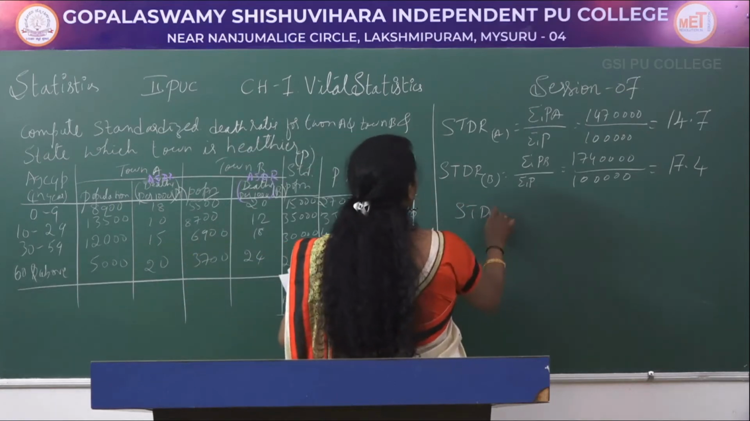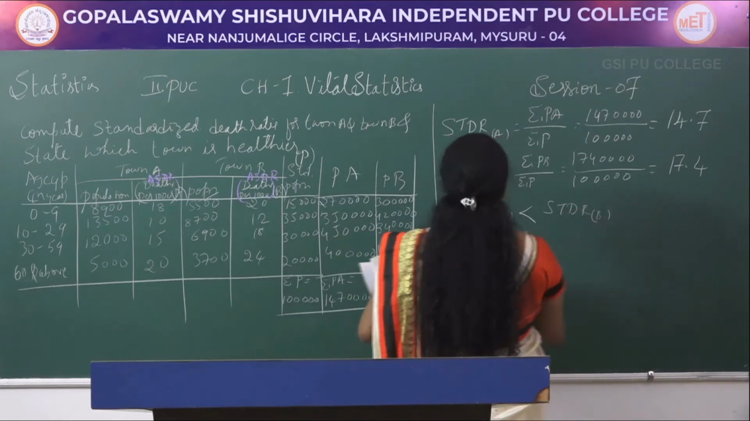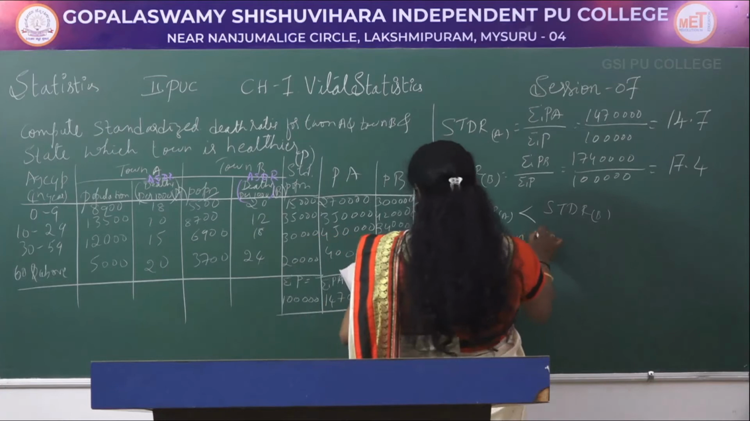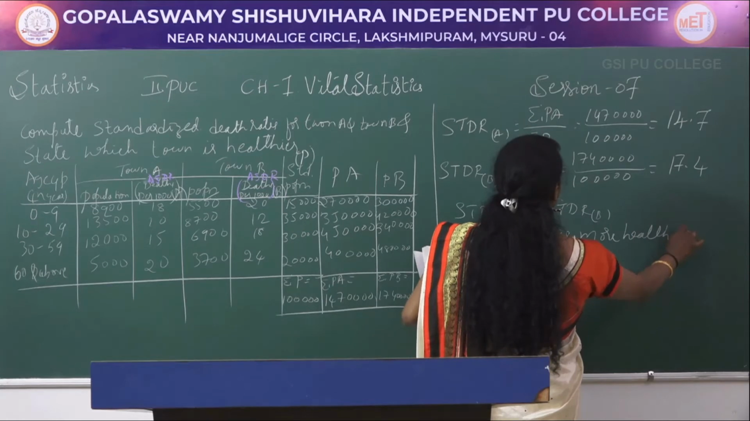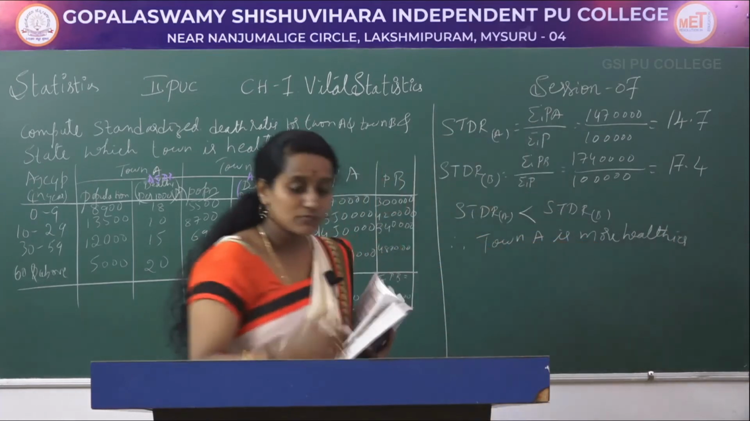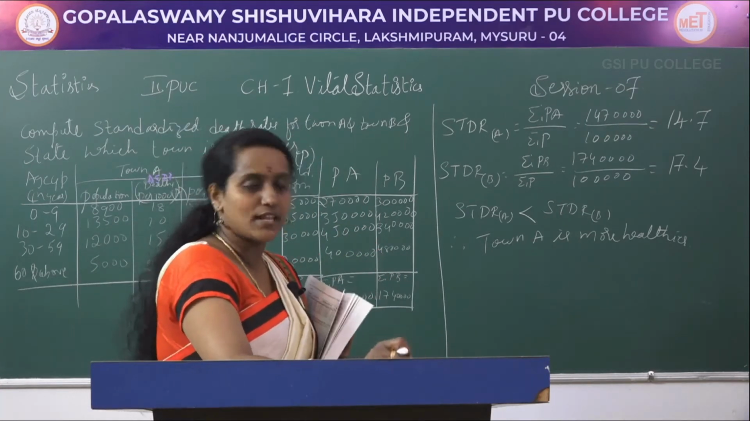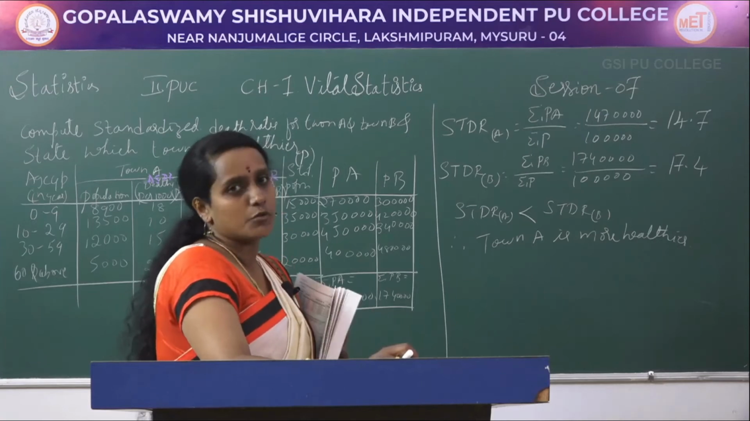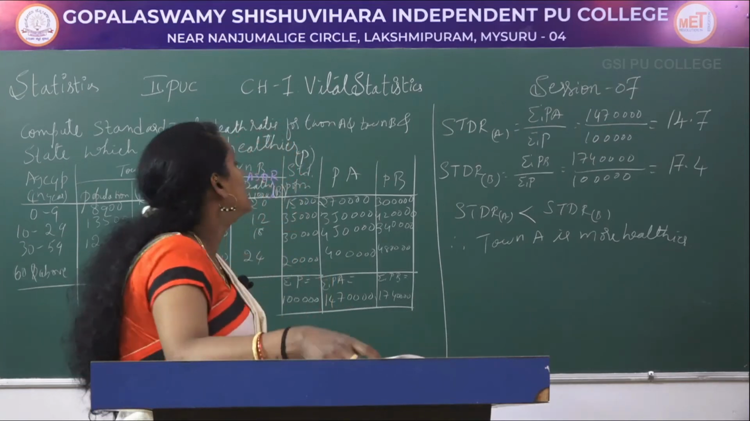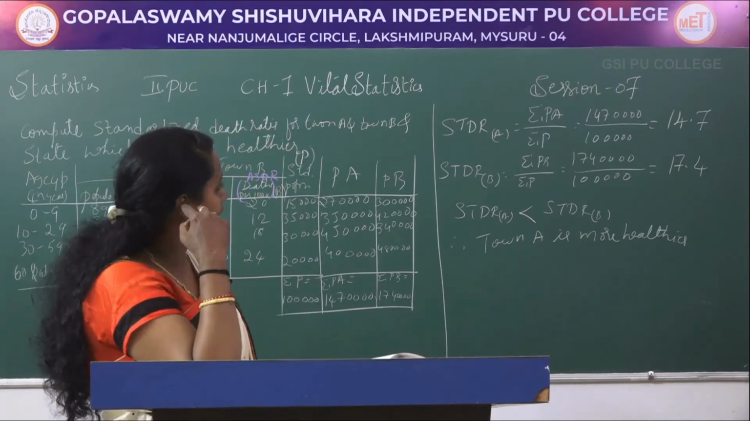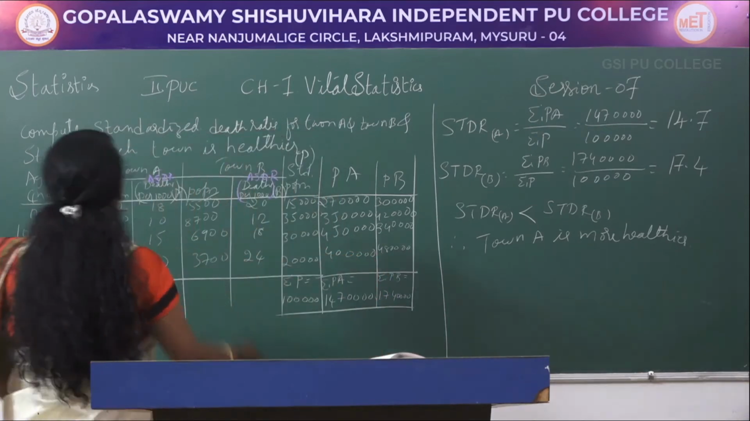Here STDR for town A is less than STDR of town B. Therefore, town A is more healthier. See here, the town or locality having less standardized death rate, we consider it as healthier. According to this problem, the standardized death rate for town A is less than town B, so town A is more healthier. Next one.